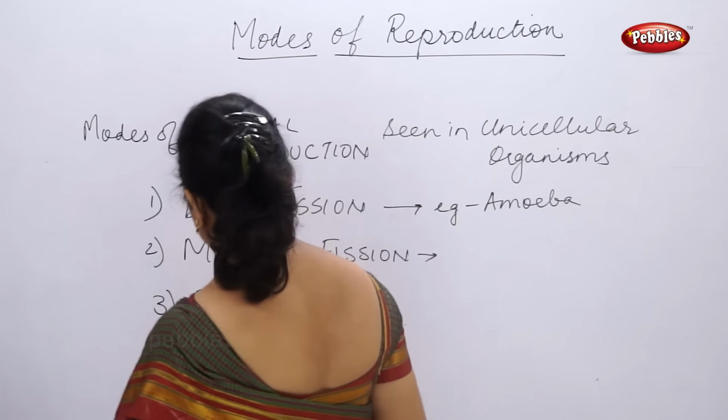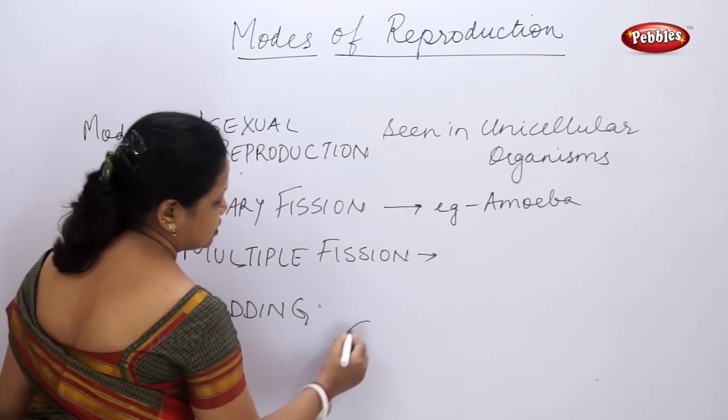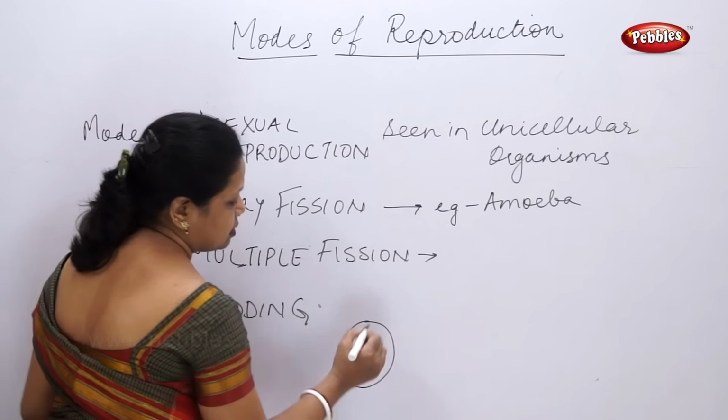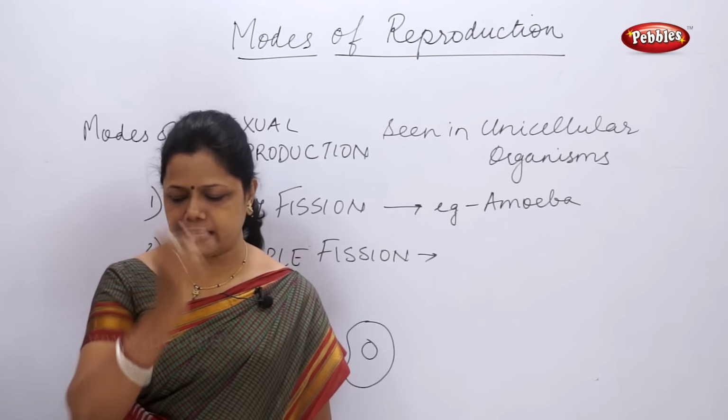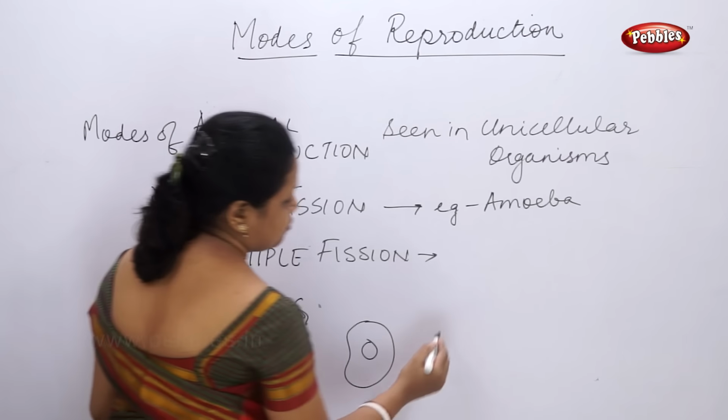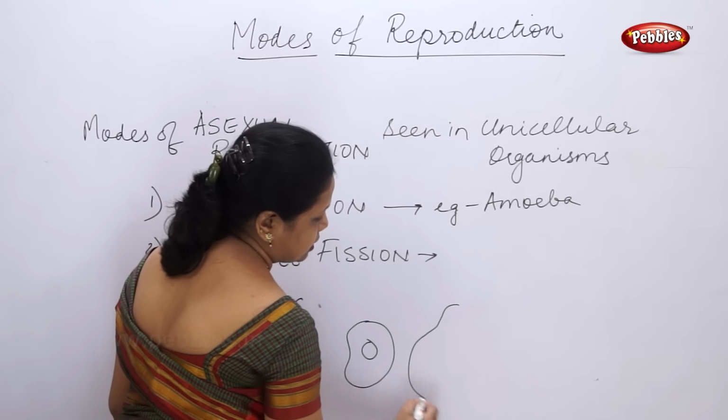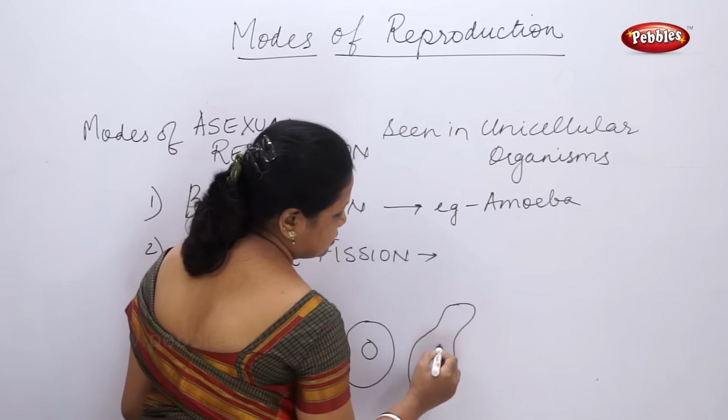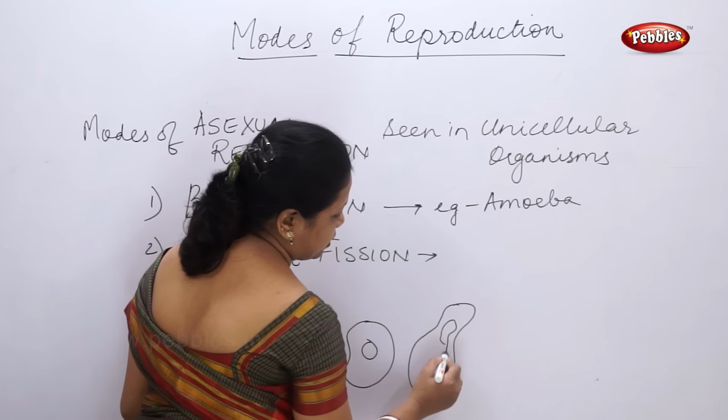Now if we just consider yeast as a circular part, this small cell. Now this small cell will elongate like this, and this nucleus also will elongate along with this.